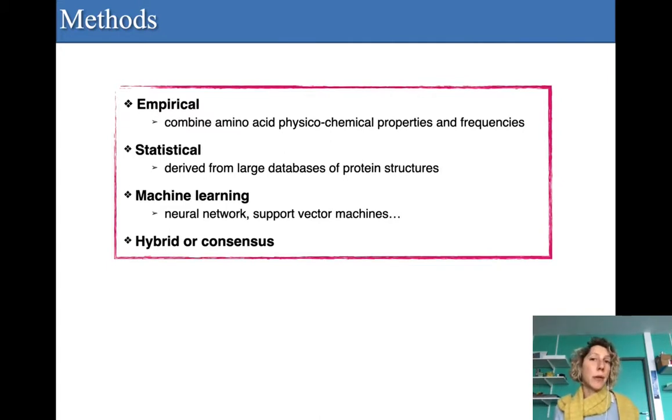Then you have machine learning methods, which you can see as a kind of advanced version of statistical methods, if one can say that. So even more agnostic here, you think, okay, I'm not even gonna put some constraints on the way I derive the statistics. I'm just gonna use a machine that will learn from all the observed data. And you have hybrid or consensus methods, which are going to take advantage of the different methods that exist to make some kind of meta prediction.